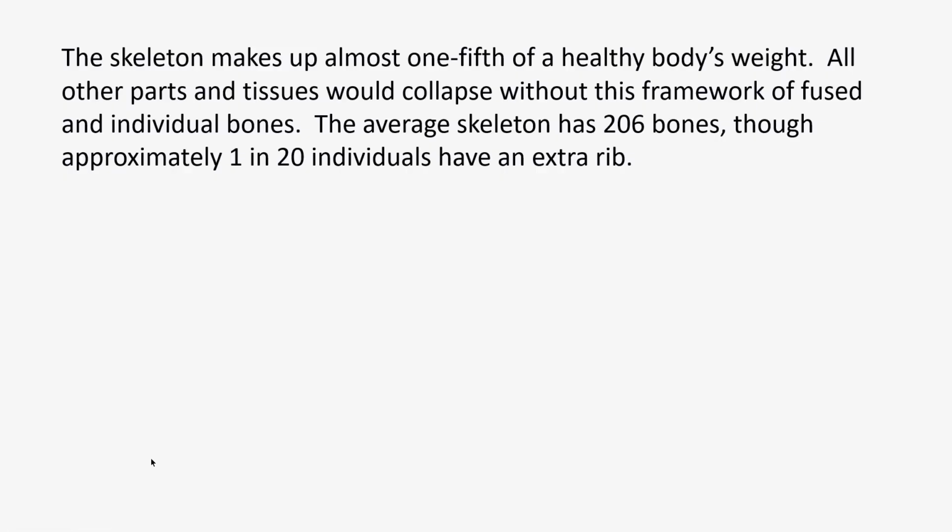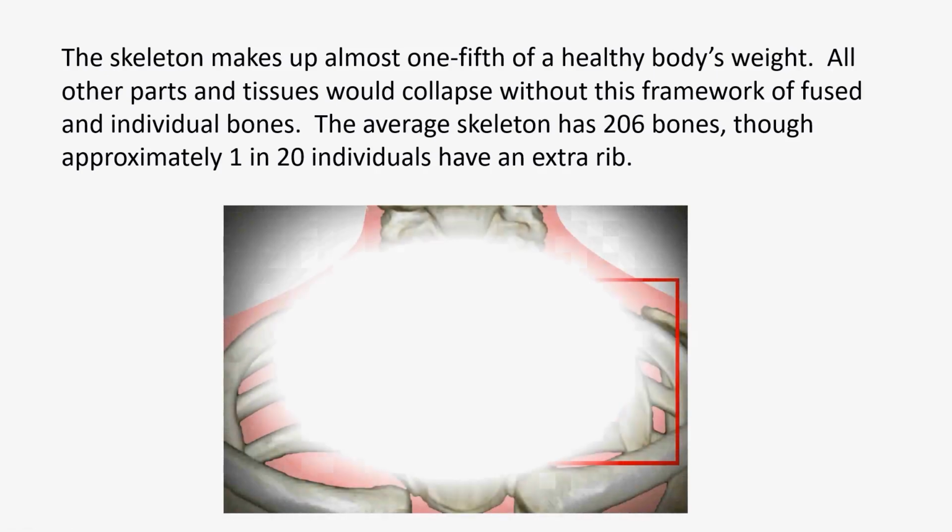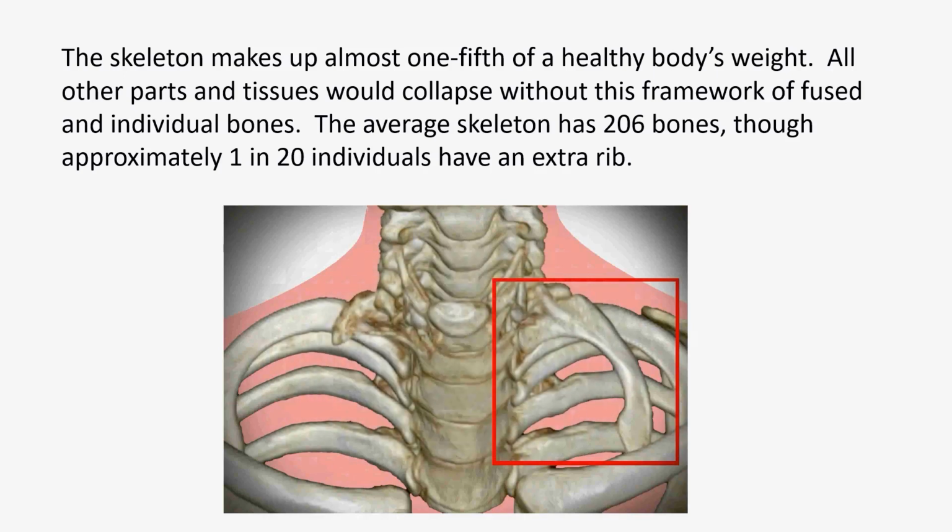The skeleton makes up almost one-fifth of a healthy body's weight. All other parts and tissues would collapse without this framework of fused and individual bones. The average skeleton has 206 bones, and approximately 1 in 20 individuals have an extra rib. Now, whenever I heard that, I thought it would have been a rib down where all the other ones belong. But look where it is. It sort of juts out up there by your clavicle.